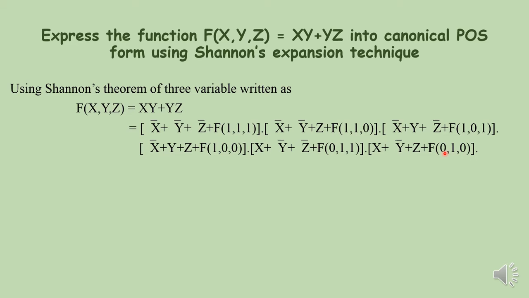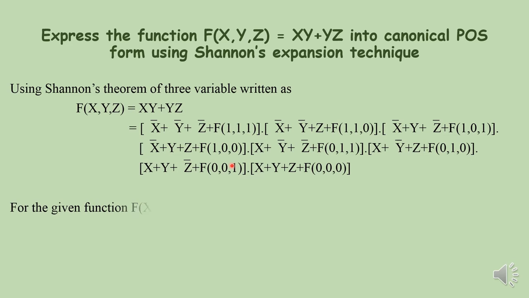Next value is the function of 0 1 0, so here we write x plus y bar plus z. In the next term, this is the function of 0 0 1, so here we write x plus y plus z bar. In the next expression, this is the function of 0 0 0, so here we write x plus y plus z. So in this way, by using Shannon's theorem of three variables, we can easily write this expression. Now, in the next step, we can find out the functional values of f.